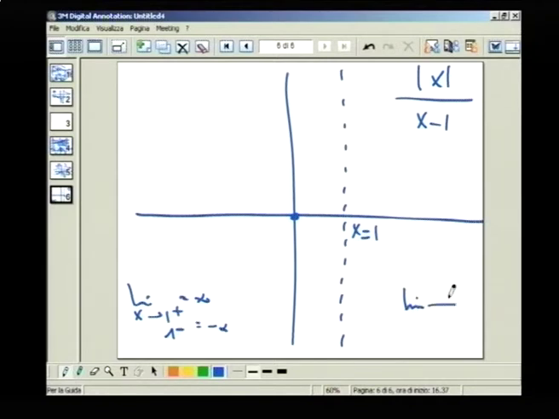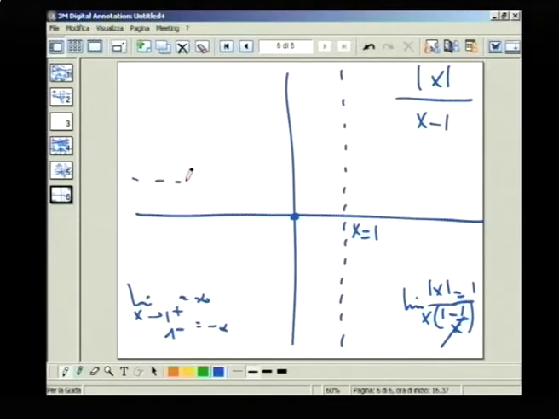You take the limit of mod x over x, like this: 1 minus 1 over x. So when x tends to infinity, this cancels out, and you get the limit of mod x over x. The limit of mod x over x depends on the sign of x. If x is positive, this is equal to 1. If x is negative, it's equal to minus 1.